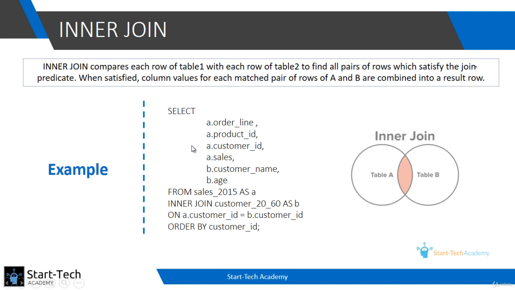So I want the order line, product id, customer id, the sales value, and the customer name and customer age. So all these six columns are part of my select clause. From has table 1 name, inner join table 2 name, on this will be the condition which will be matched in both the tables. So it will be a dot customer id is same as b dot customer id. So the customer id is same in both the tables. Only when this condition is met, all the six values will be taken out and provided to us in the result set, and we will be ordering this by the customer id. Let us go and write this in the pgadmin.